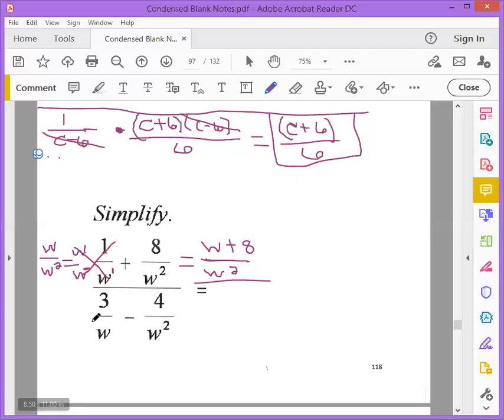Divided by. Now we need to get common denominators with these bottom fractions as well. So we need to multiply the numerator and the denominator of the fraction on the left by w. So w times w in the denominator gives us w squared, and 3 times w in the numerator gives us 3w. Now we can combine those fractions. Keep your denominator the same. So w squared remains in the denominator. And the numerator, 3w minus 4. We want to write that factor.